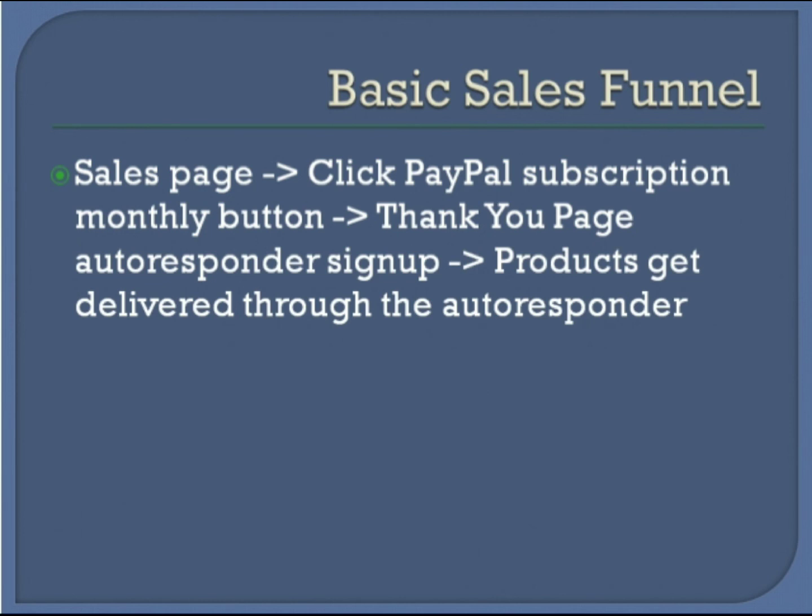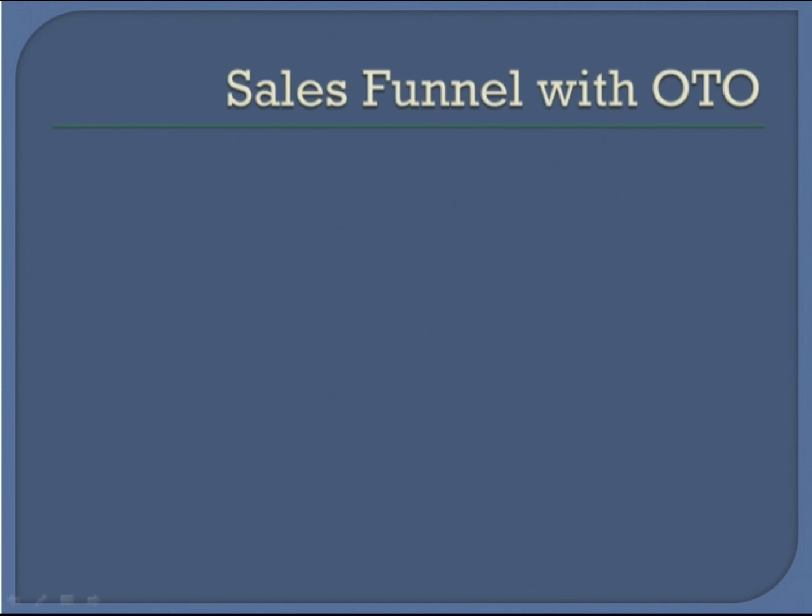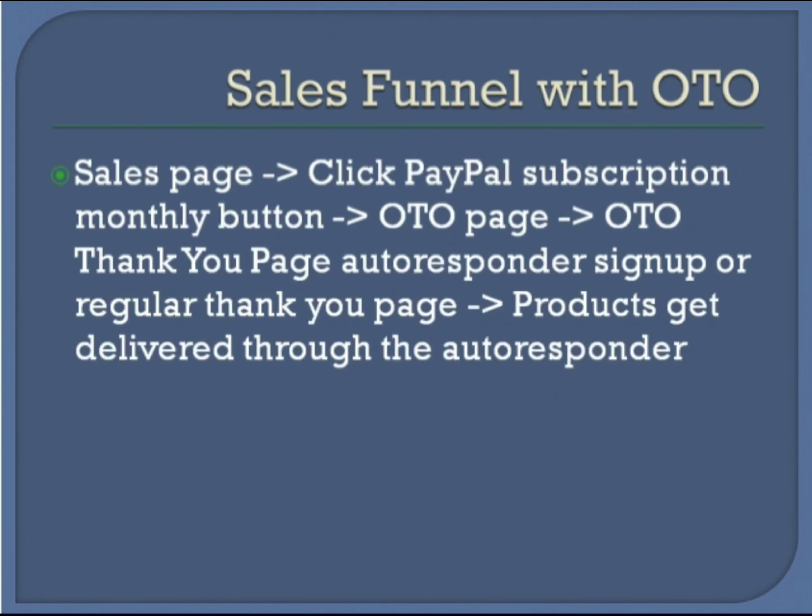Now, if you were to get a little more complicated and add a sales funnel with a one-time offer, then it would look like this. You have a sales page, they click the PayPal button, and then after that, they see a one-time offer that says, hey, hold on, we've got a one-time offer here. If they purchase it, then they get sent to the one-time offer thank you page with the autoresponder. Or if they say no, then they're sent to the regular thank you page. Then after that, the products get delivered through the autoresponder.